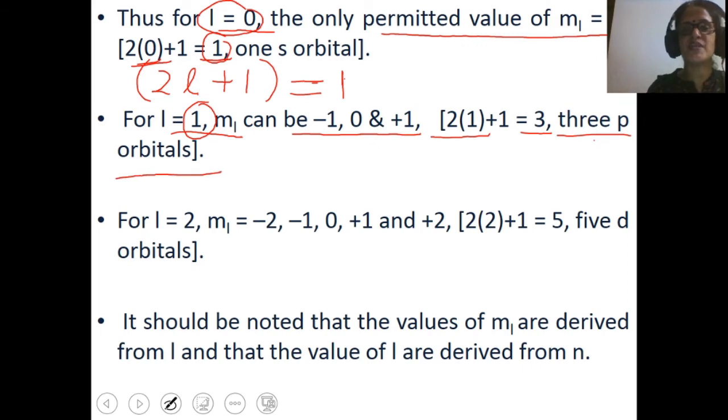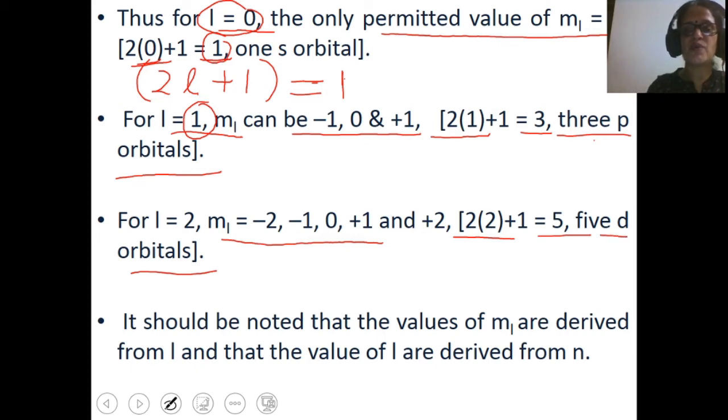3 orbitals. Similarly, for L is equal to 2, the values of ML will be minus 2, minus 1, 0, plus 1 and plus 2. So substitute the values in the formula. We will have 2 into 2 plus 1 is equal to 5. It means 5 d orbitals are possible. For L is equal to 2, the subshell is d. So d subshell has 5 orbitals.